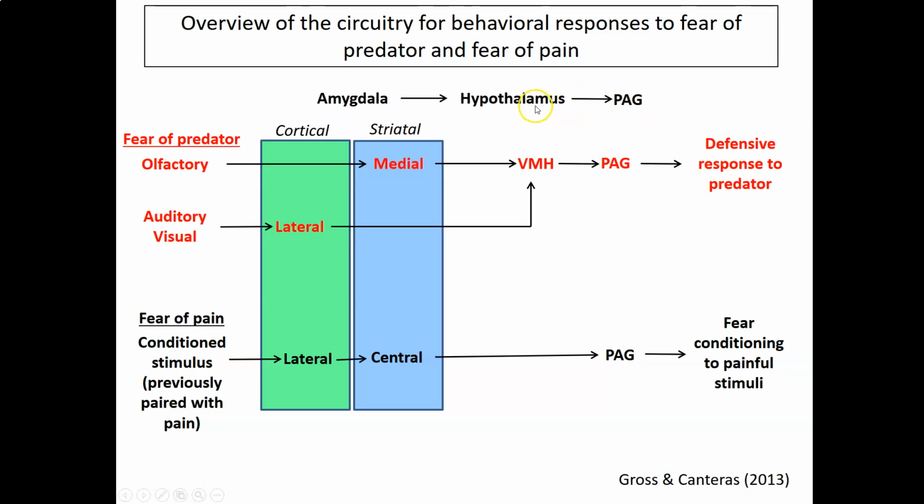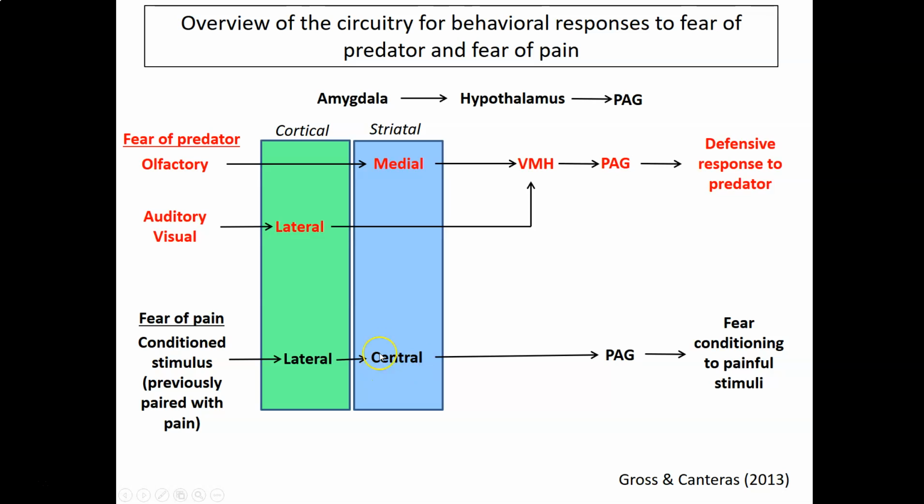And how the threats make their way through here depends on the nature of the threat and the nature of the stimulus. So fear of pain, for example, this would be auditory generally, could be visual, but it's either auditory or visual. That information goes to the lateral nucleus first. That's the cortical structure within the amygdala.